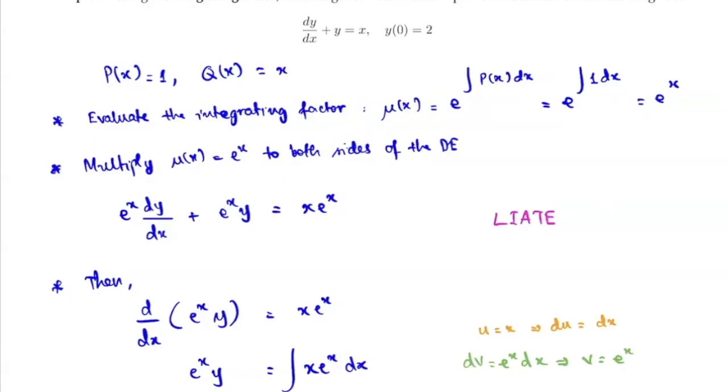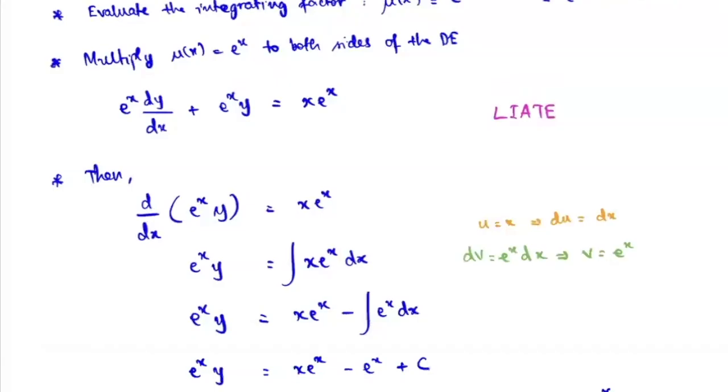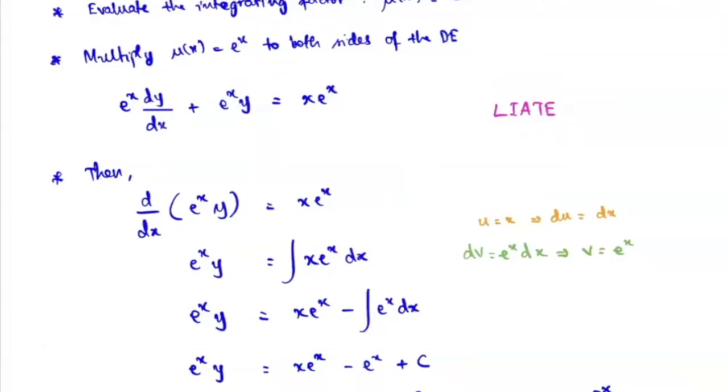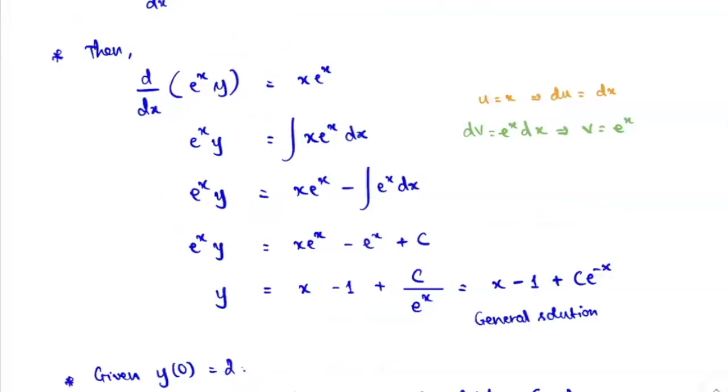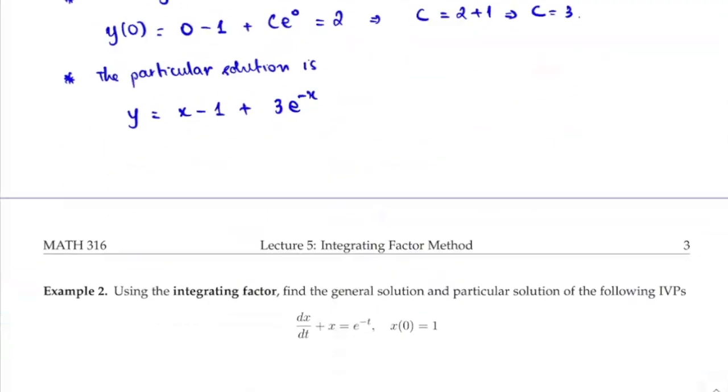Evaluate the integrating factor. Then, when you have that, multiply both sides of the differential equation by the integrating factor. Then rewrite the left-hand side using the product rule. Then integrate both sides with respect to the independent variable, and you get the solution that way. All right, so let me move on to the second example.